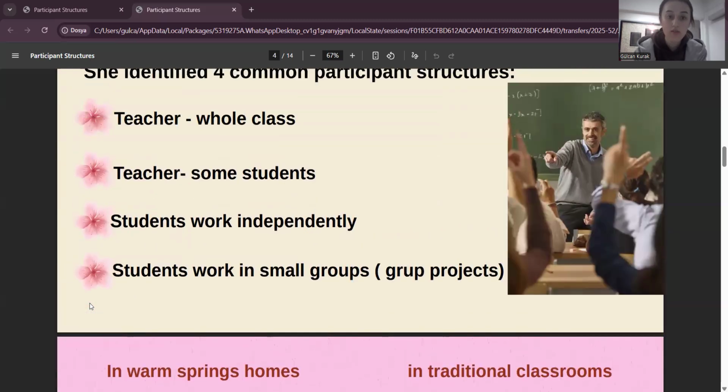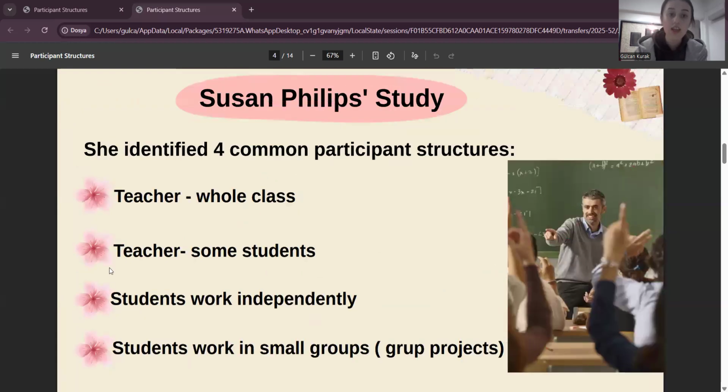And also we have Susan Philips' study. She studied Native American students, and she identified four common participant structures. A teacher with the whole class, teachers speak to the whole class, and teacher and some students. In class, there are some students who speak all the time with the teachers, and students work independently, and students work in small groups in some group projects.